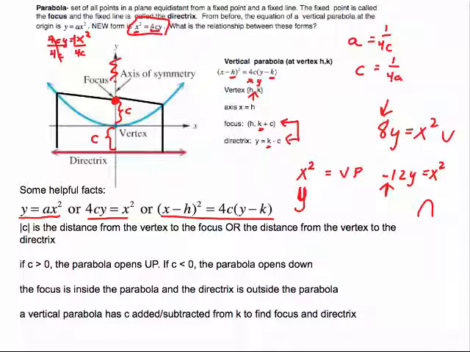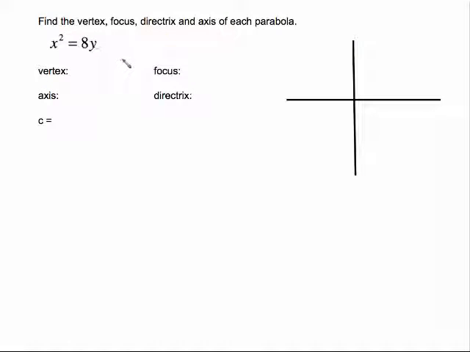So let's look at some examples. Find the vertex, focus, directrix, and axis of each of these parabolas. So x squared equals 8y. As soon as I see that, I know it is a vertical parabola. I know that this right here is going to help me find c. If that's 8, remember that's standing for 4c. So 4c equals 8, and c is 2.